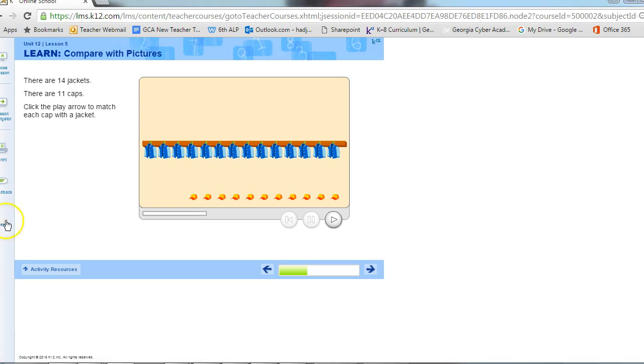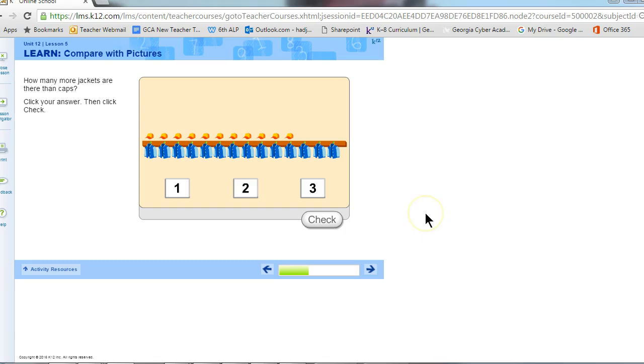Let's do another. Here we have 14 jackets and 11 caps. Let's watch as our OLS matches those up for us. You can probably already tell which one has more and which one has fewer. They did not all match up. We had some extras, so that means there are more jackets. How many more jackets are there?